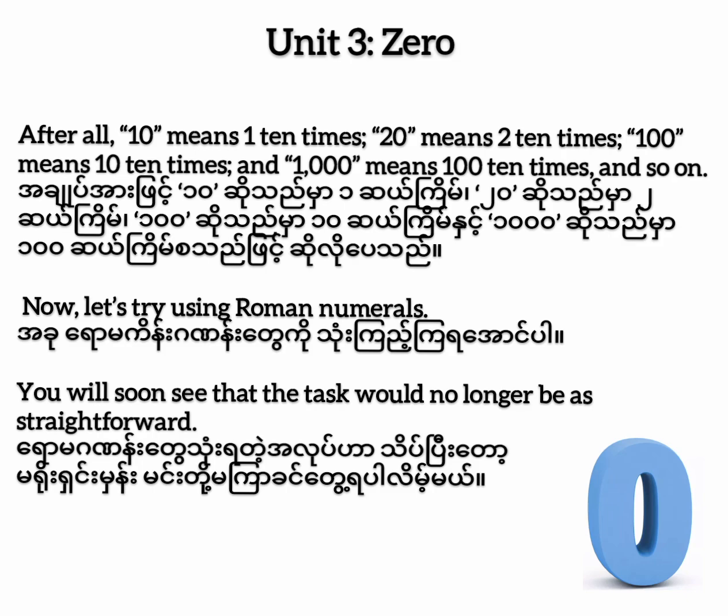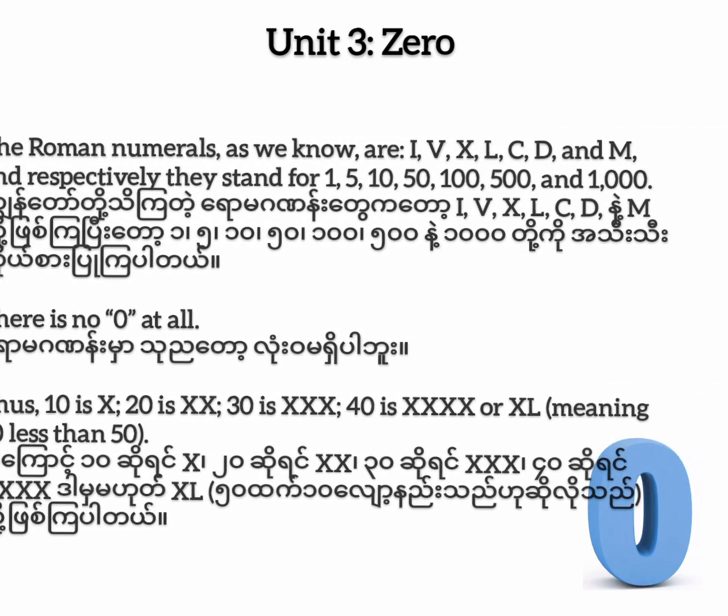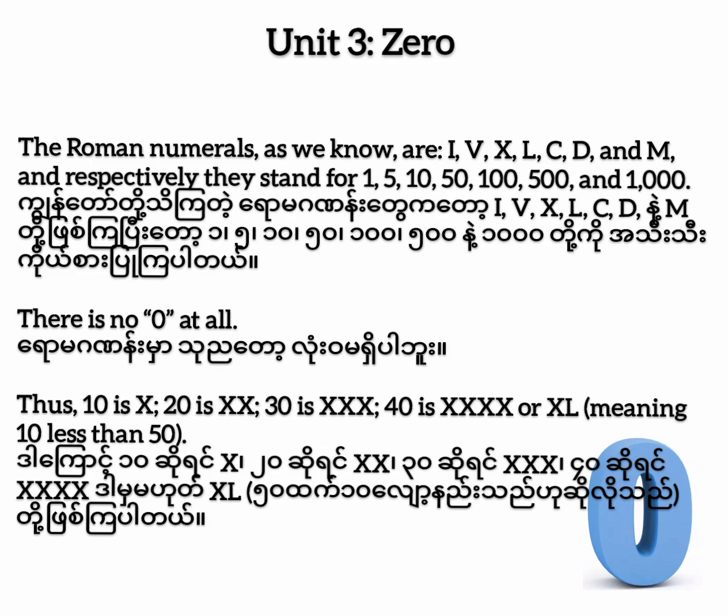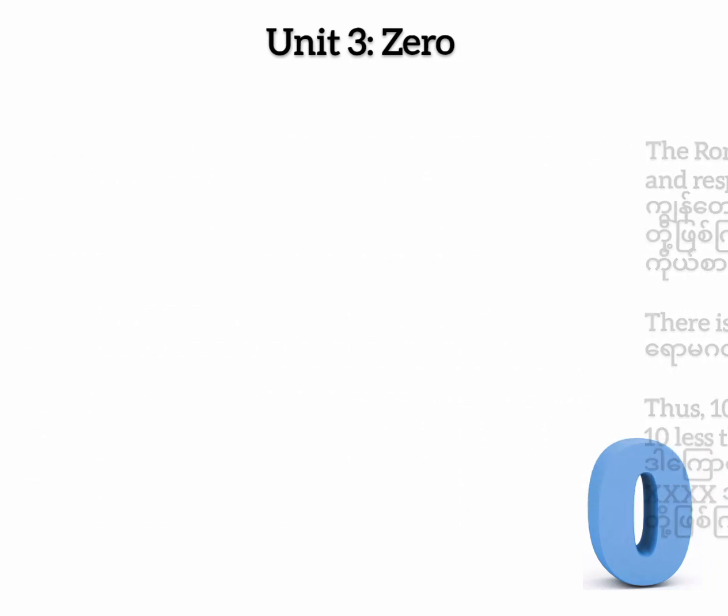Now, let's try using Roman numerals. You will soon see that the task would no longer be as straightforward. The Roman numerals, as we know, are I, V, X, L, C, D, and M, and respectively they stand for 1, 5, 10, 50, 100, 500, and 1000. There is no 0 at all. Thus, 10 is X, 20 is XX, 30 is XXX, 40 is XXXX or XL.